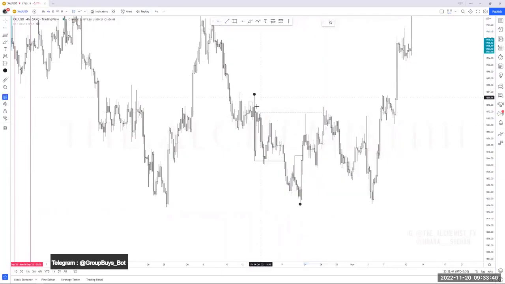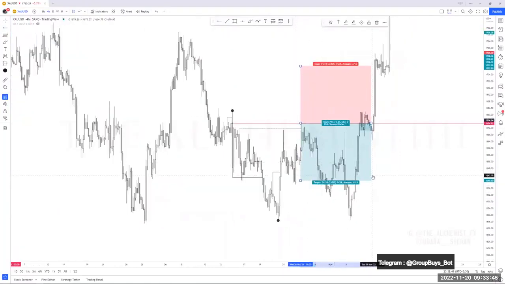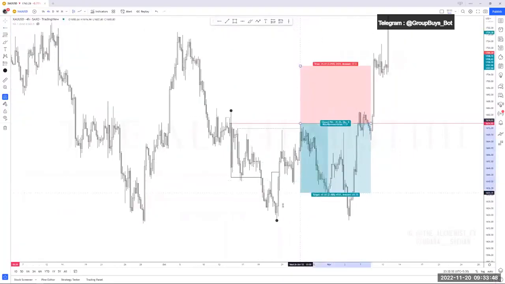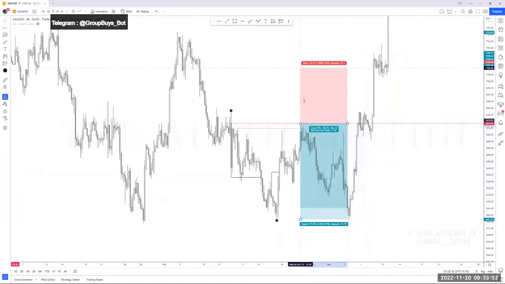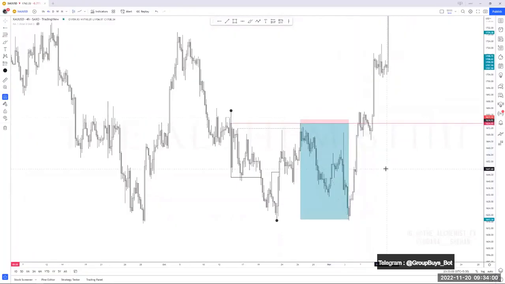And what is this? A resistance. Can you see it? Sold it right here. And where do I target? External range liquidity. Aligns with the weekly and a 20 pip stop loss. Can you see? This is the same exact entry that I showed you, right? Yeah, same exact entry.